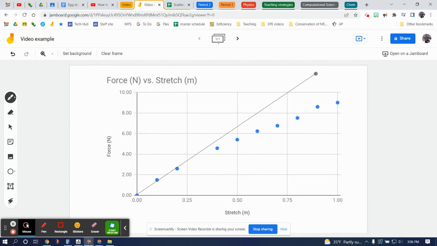So if I do something like this, that's not a great line of best fit because there's 2 points on the line and then 1, 2, 3, 4, 5, 6, 7 points below it and none above it. So not that one. Same thing. If I just connect the first and the last, all the other points are above it. So that's not a good line of best fit.